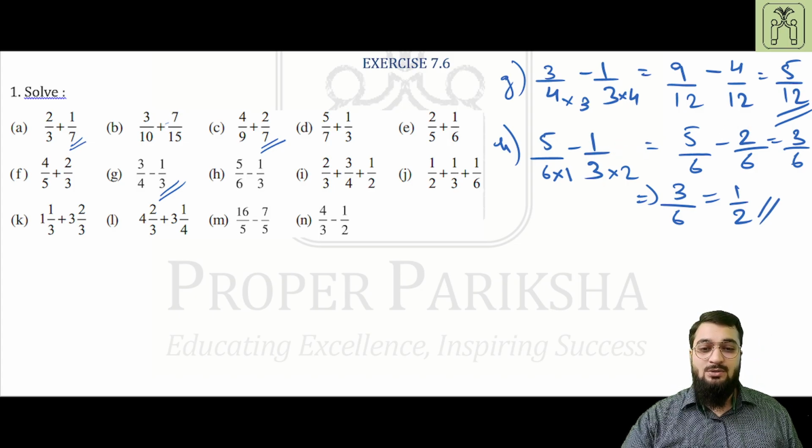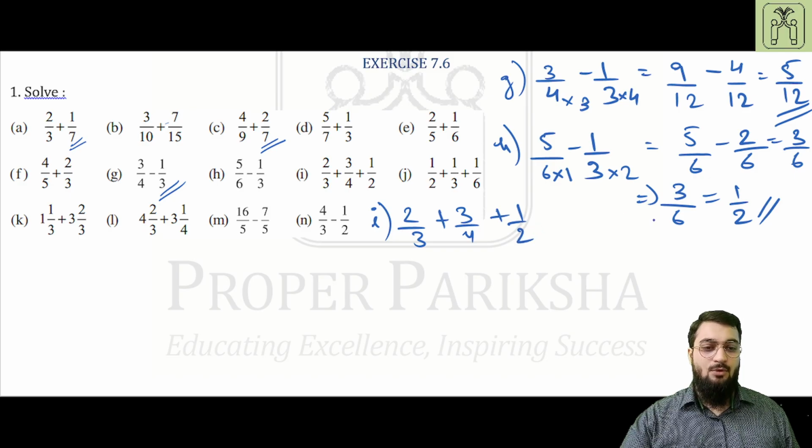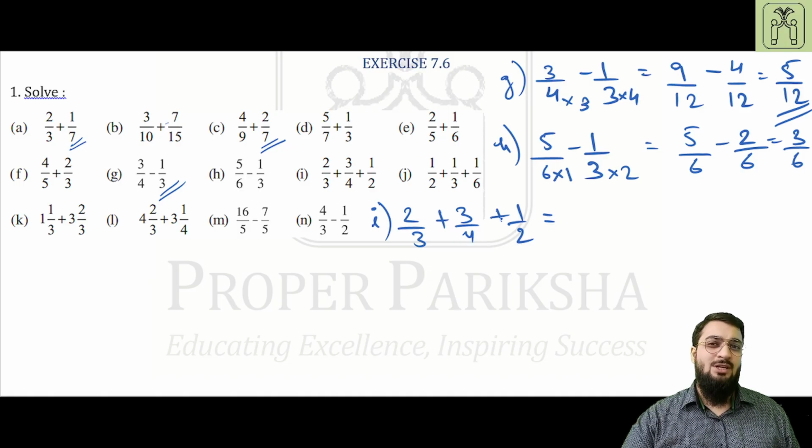Coming to some more parts, we'll solve part I because it has 3 fractions: 2 upon 3 plus 3 upon 4 plus 1 upon 2. What will be the answer? The denominator will be taken as common. You see that 2 and 4 have the least common multiple of 4, so this 2 can be removed from the LCM table, and 4 and 3 have the least common multiple of 12. Therefore, for 3 to become 12, we will multiply by 4. For 4, we will multiply by 3, and for 2, we will multiply by 6. The LCM will become 12, and the common denominator will become 12.